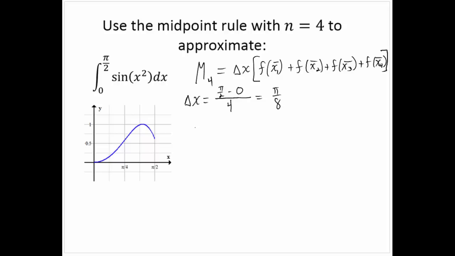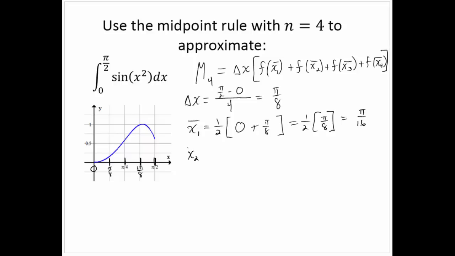Now, f of x sub 1 bar. Well, x sub 1 bar would be the midpoint of the first subinterval. We're starting at 0 and going to pi over 2, and we're breaking this up into 4 subintervals. So there's pi over 8, and there's 3 pi over 8. The midway point over the first subinterval would be half of 0 plus pi over 8. I'm sorry, that would be half of pi over 8, which would be pi over 16.